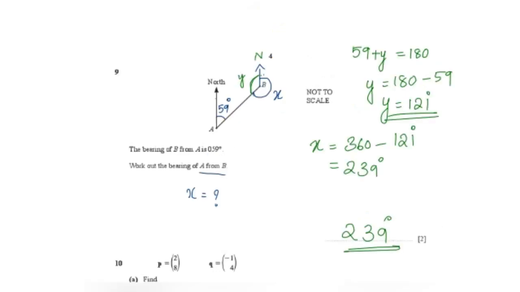Always, bearing should be in 3 significant figures. So we got the answer as 239 degrees. I hope all of you understood. Let's move to question number 10.